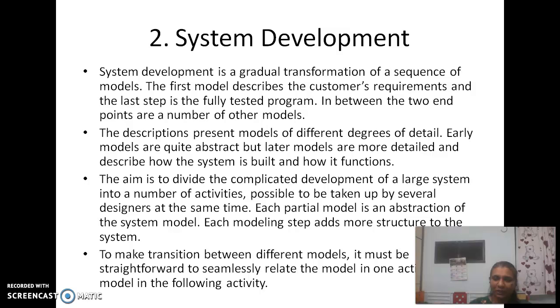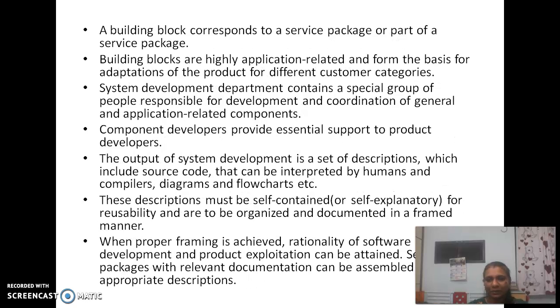So when we look into the initial stages of the software, it is very abstract. But when we look into the final stages of the software, it is very detailed because all the requirements are well understood, they are very properly placed, and so we end up coming into a more detailed environment. To make the transition between different models, it must be straightforward to seamlessly relate the model in one activity to the model of the following activity.